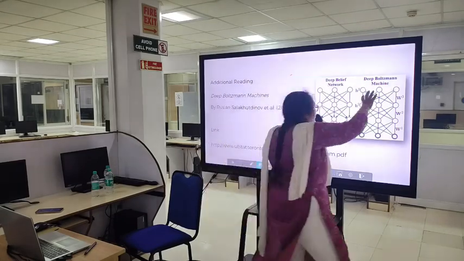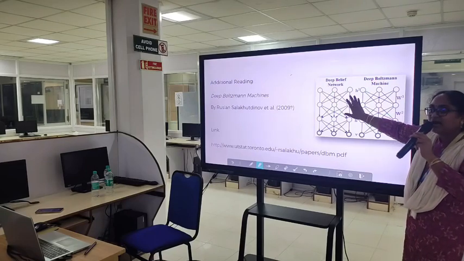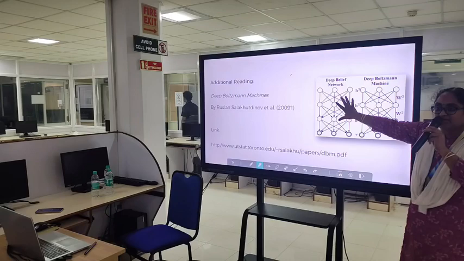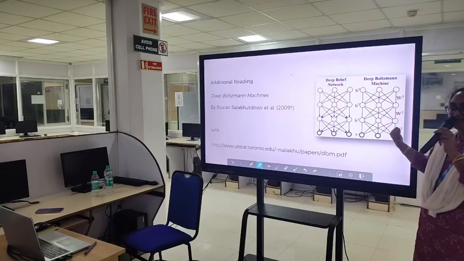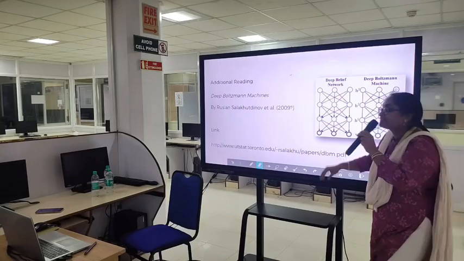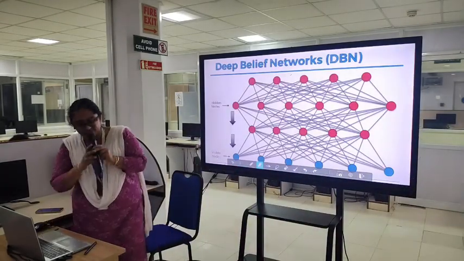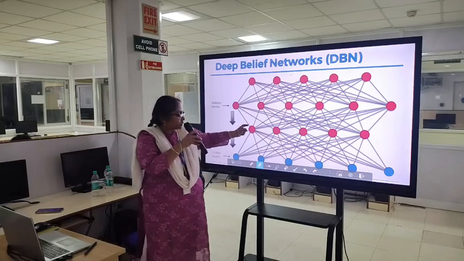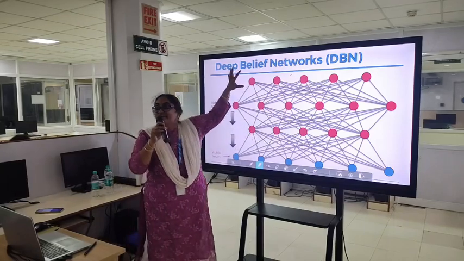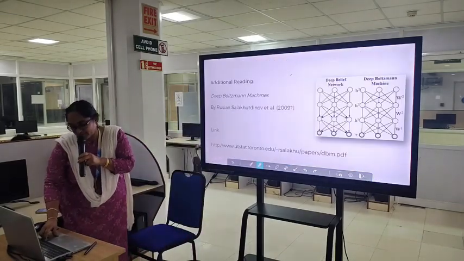Actually, deep Boltzmann machines are very complicated. Deep belief networks are a little better than deep Boltzmann machines. This can be used in real world use cases. These are more complicated because you have that directionality also here. These deep belief networks, like I showed earlier, movie recommendation and all, you can use. There is a direction here, though I have not shown it here. So deep belief networks have a direction. Deep Boltzmann networks don't have a direction. You have to keep that in your mind.